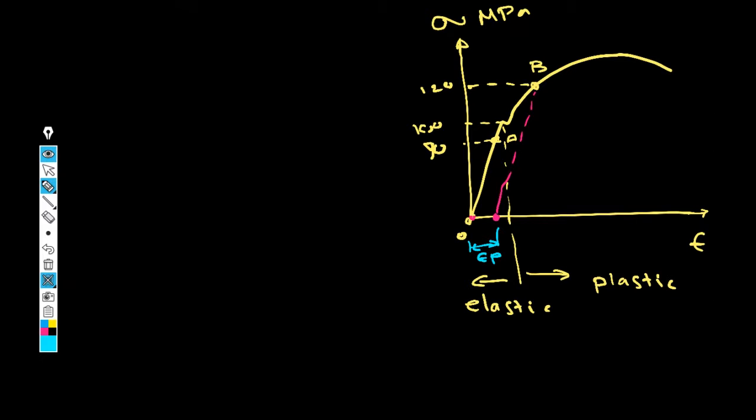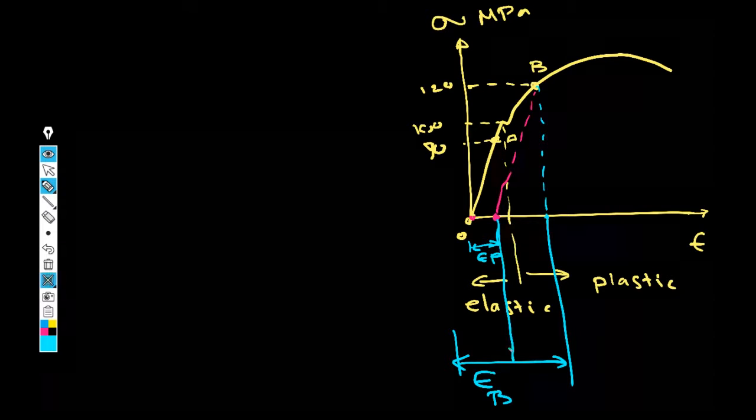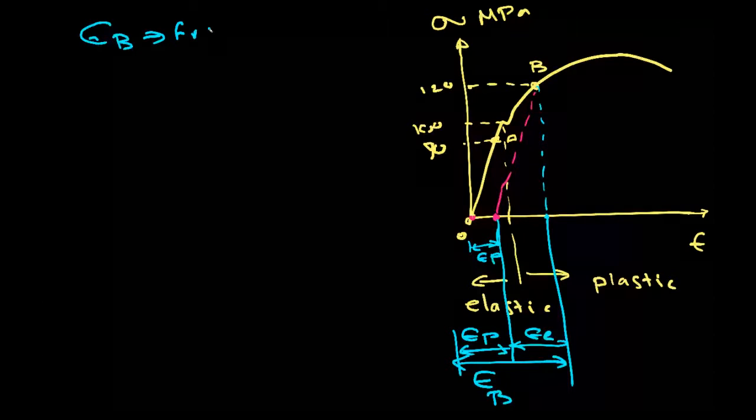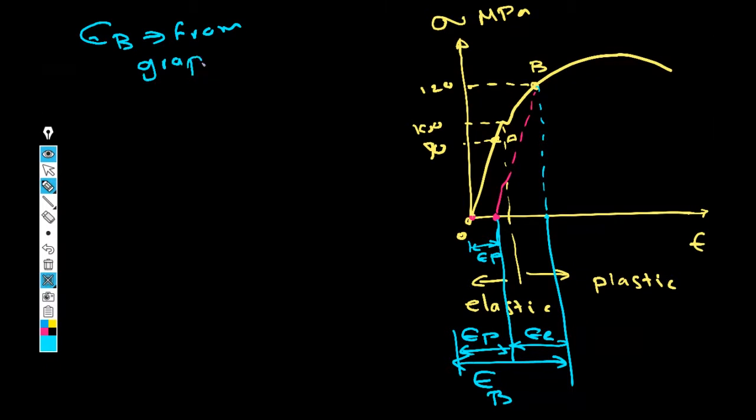Clear, Doctor. Okay, look at point B. This is very important to understand this case. At point B, I can find the strain from the graph. Here it's called epsilon at point B. It consists of 2 parts. This part is epsilon plastic and this part is epsilon elastic. So epsilon B from the graph is called the total strain.